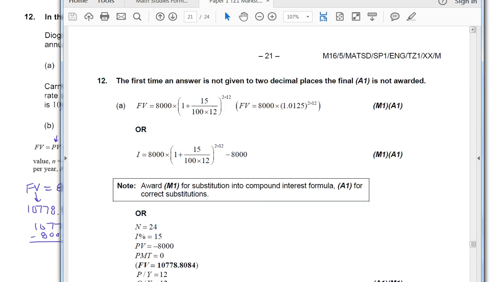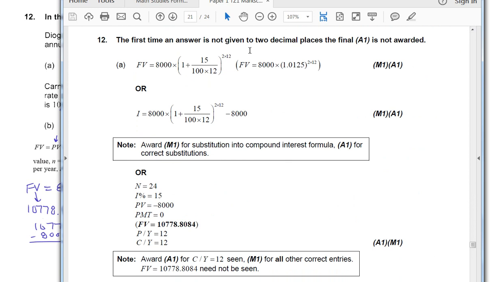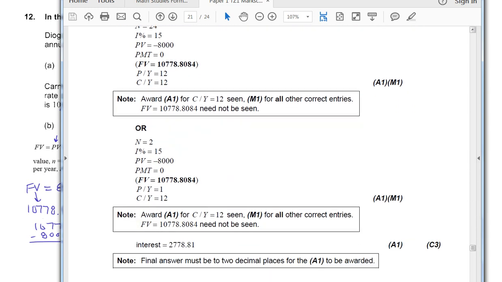Okay, the first time an answer is not given to 2 decimal places, the final A1 is not awarded. So let's see, this is the thing that we plugged into our formula, which looks like what we had. There's all sorts of different things. So you could do it this way, you could do it this way. This is what we did, this one up here, right? These are all different ways. You could have done that on the calculator. Look, there's all sorts of ors in here.